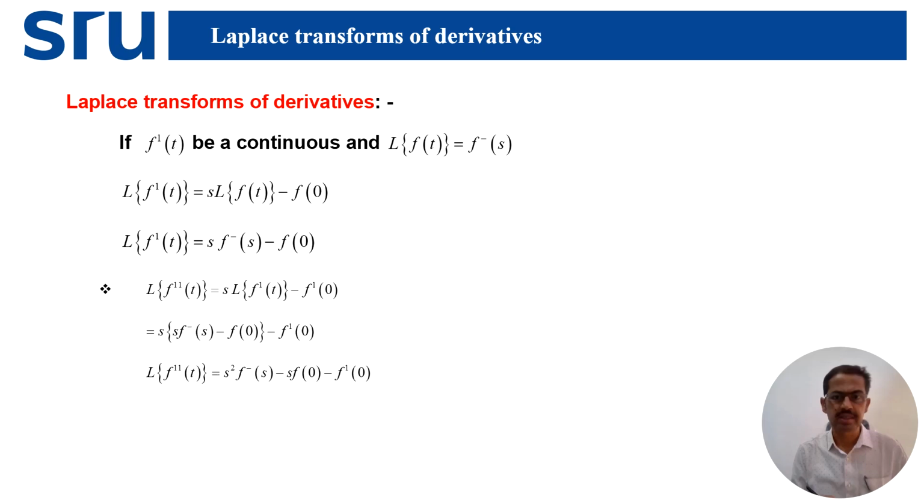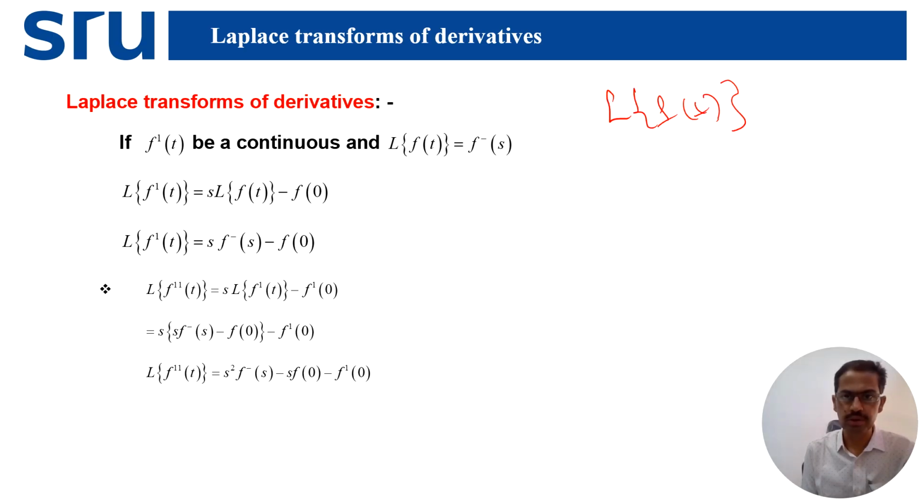Now the Laplace transform of derivatives. So what is the Laplace transform of derivatives? Here let f of t be a function. Their Laplace transform of f of t is f bar of s, right? Now the Laplace transform of derivatives. How? First, f dash t must be continuous. Then the Laplace transform of f of t is f bar of s. This is a condition.